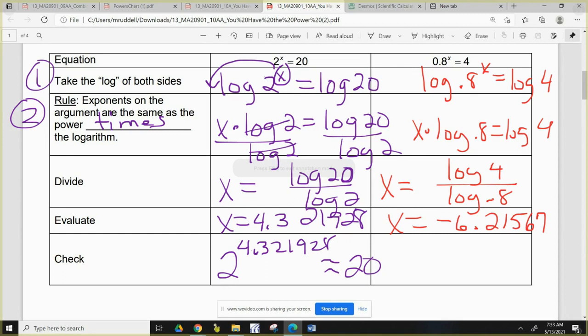If you wanted to check it, you would plug in what we got for x, and you would get approximately 4. So what did we do? We logged both sides, moved the exponent to the front, divided, and we got our answer. Okay, let's keep going.